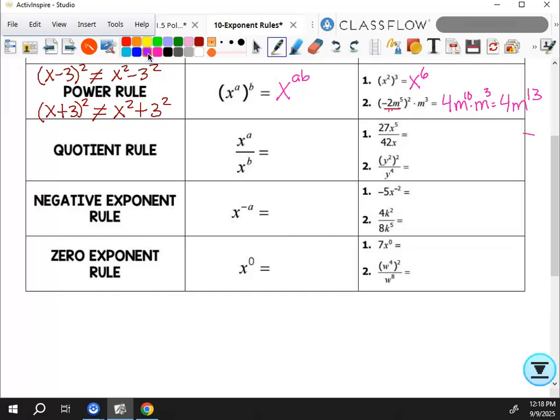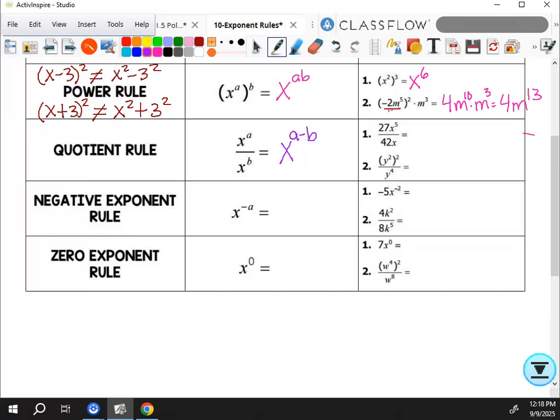Then we have our quotient rule. Quotient means we're dividing. So when we multiplied them, we added the exponents. When you divide, you subtract the exponents. But you can also think of it as canceling out. We'll look at it both ways when we look at our examples here.